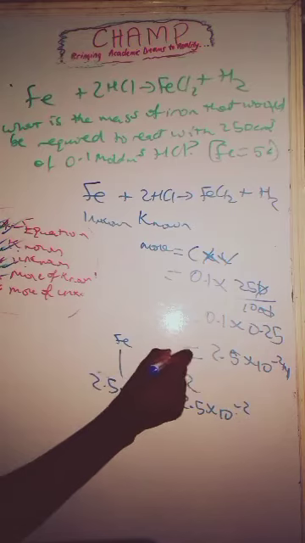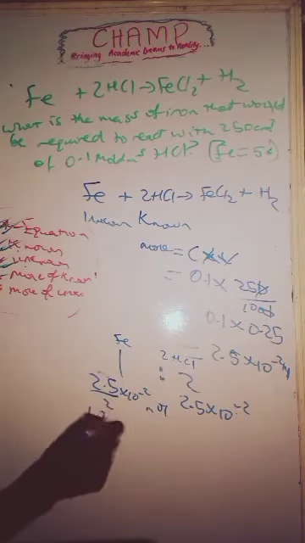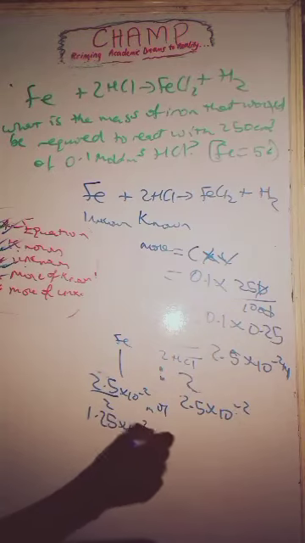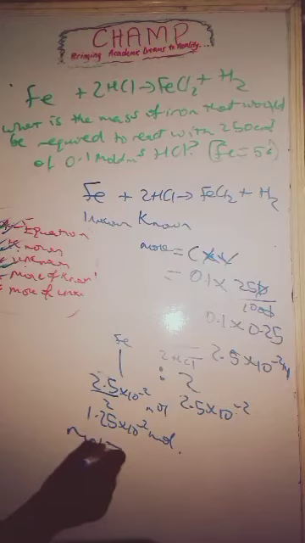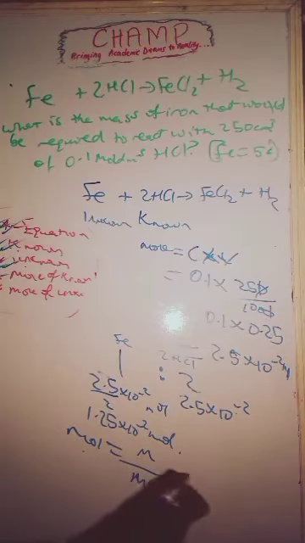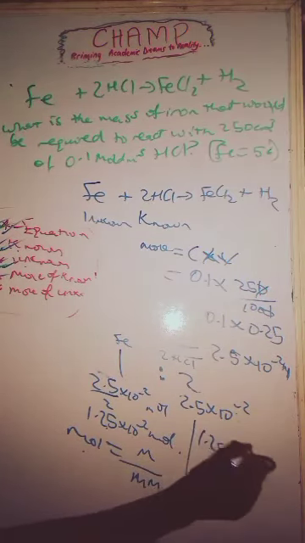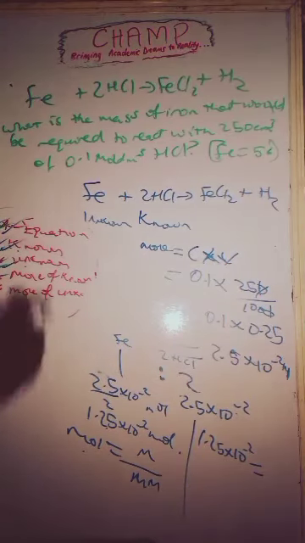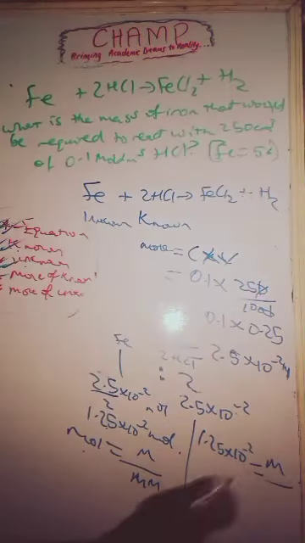This is for iron, this is for HCl. So divided by 2, that will give you 1.25 times 10 raised to power minus 2 mole. So you've got your mole for iron. Mole is equal to mass over molar mass, because you are asked to find the mass. So 1.25 times 10 raised to power minus 2 is equal to the mass, that's what you are looking for, over the molar mass of iron, 56. So just cross multiply.